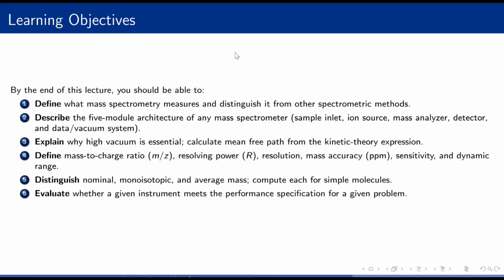These 6 objectives frame everything we will cover today. 1 and 2 are definitional, the language and the architecture. Item 3 is the vacuum, which is the one piece of physics that is truly non-negotiable in mass spec. 4 and 5 give us metrics we will use to compare instruments, and 6 is the applied skill. By the end of the lecture, you should be able to read an instrument spec sheet, read a problem statement, and make a reasoned match between them.